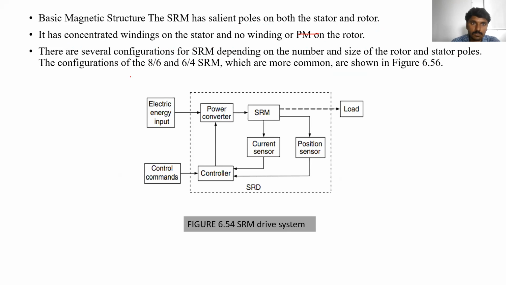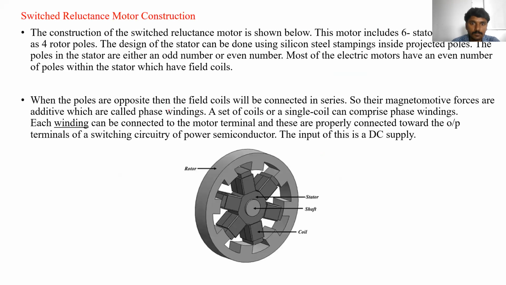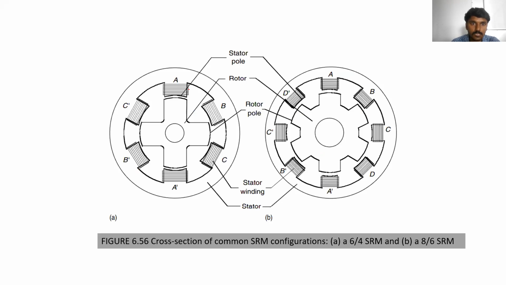The configuration may be 8 by 6 or 6 by 4. 8 by 6 means 8 poles on the stator and 6 poles on the rotor. For example, what is this type of motor? 6 by 4.